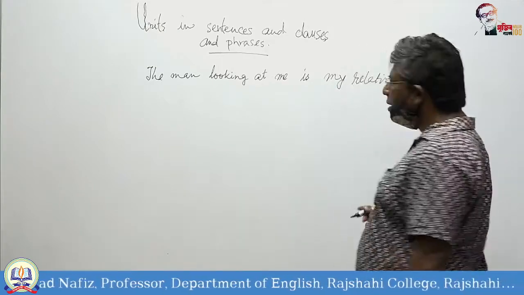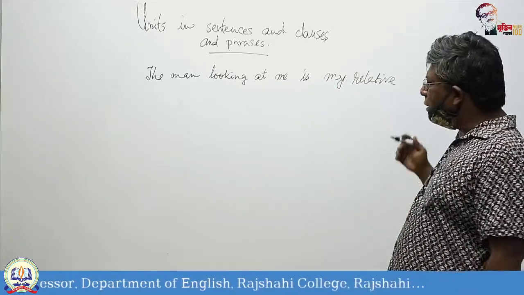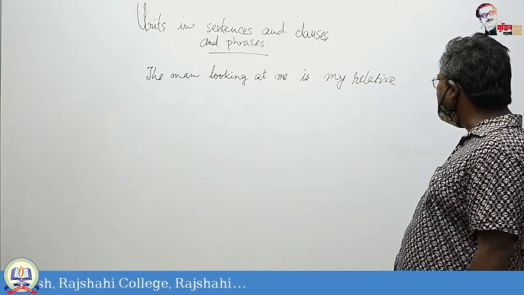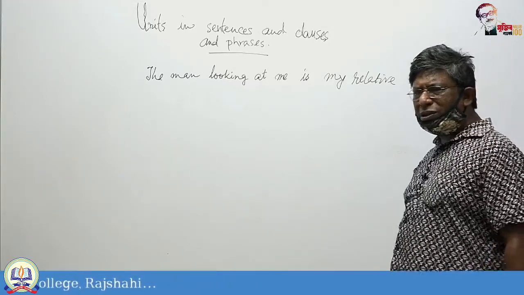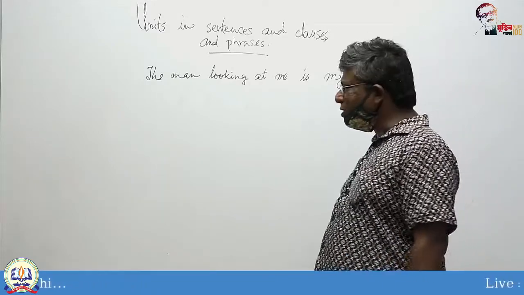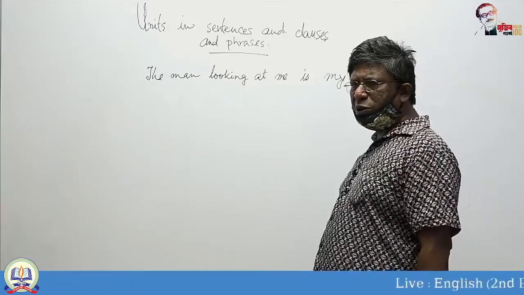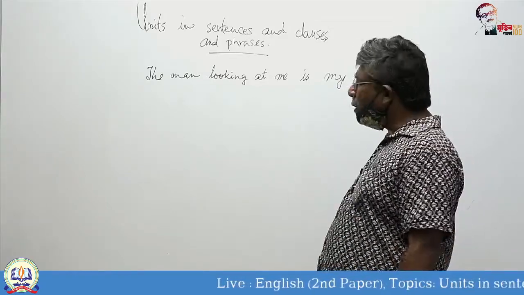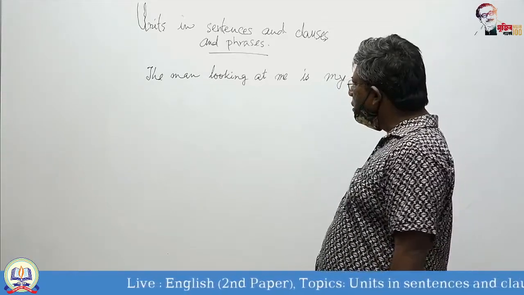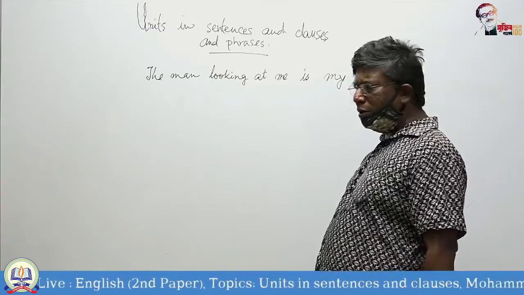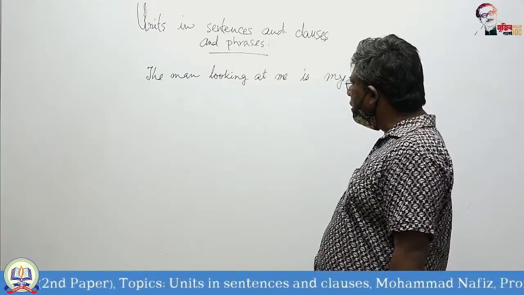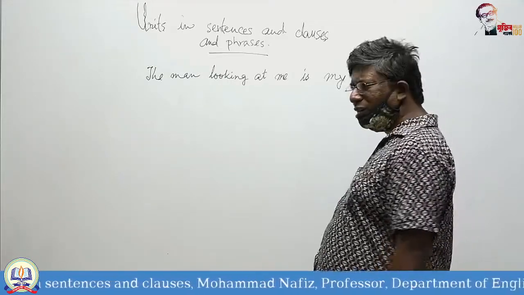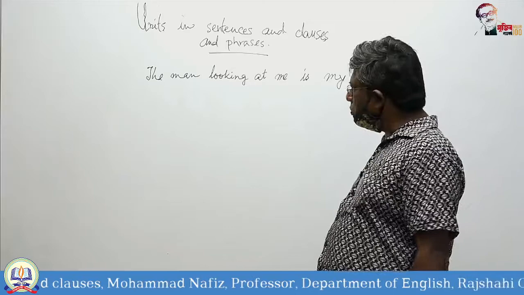whenever I write or speak a sentence like this one, the man looking at me is my relative, and ask the listener, obviously in most cases my students, to translate it in Bangla. Most of the students start like this one, লোকটি আমার দিকে তাকিয়ে আছে, and then get confused.